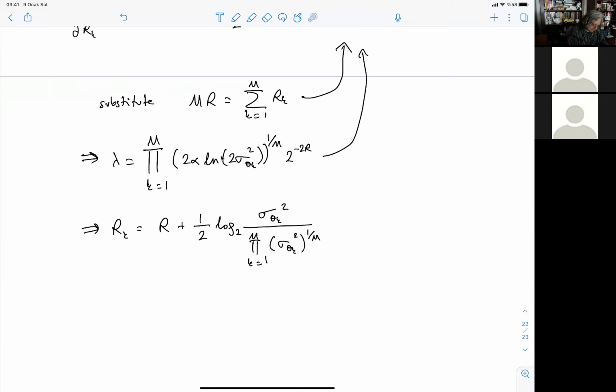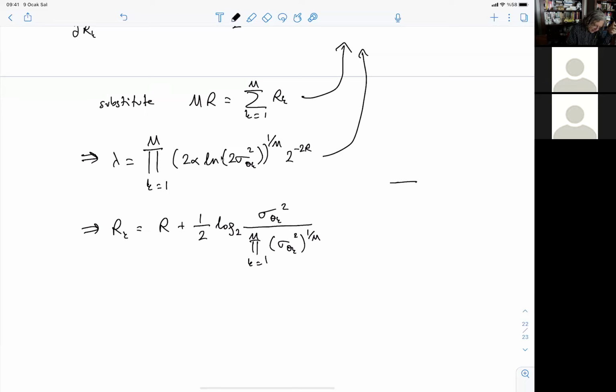And when you look at this denominator inside the logarithm, it is also known as the geometric mean. It's not the arithmetic mean, but the geometric mean, which is the multiplication of the items and then taking the mth root of that. If, for example, you have two elements, k equal to 1 and 2, you multiply sigma 1 square and sigma 2 square, and then take the square root of it. So you find the geometric mean of sigma 1 square and sigma 2 square. So the thing that we have here is the geometric mean of the channel variances.